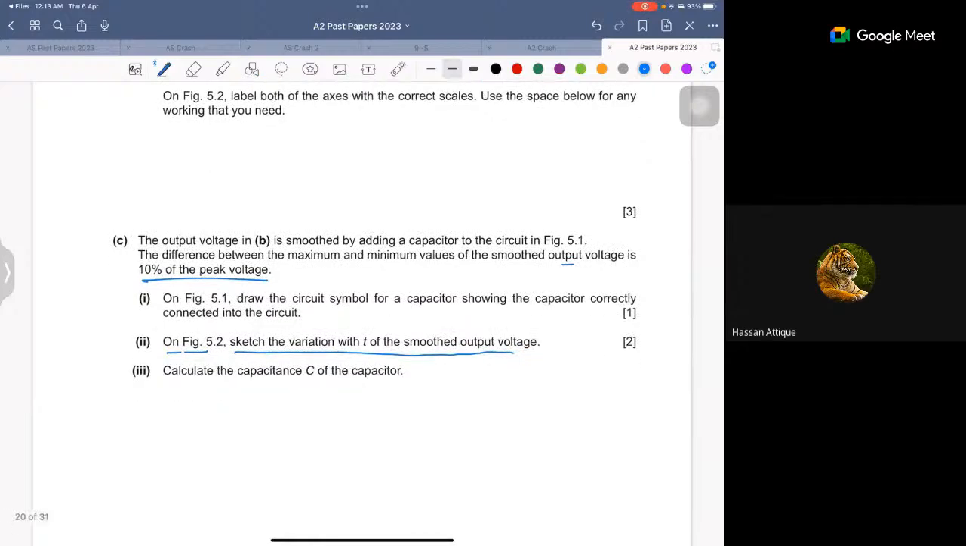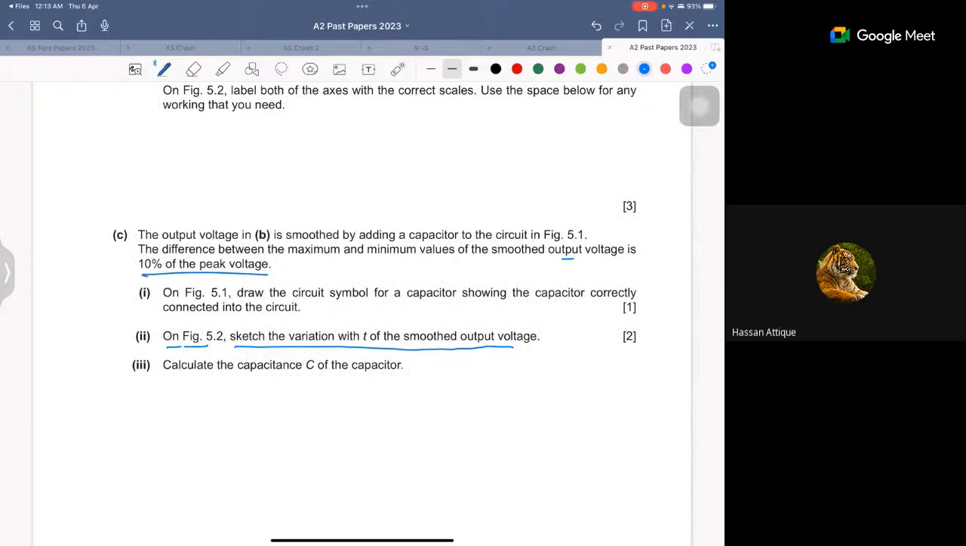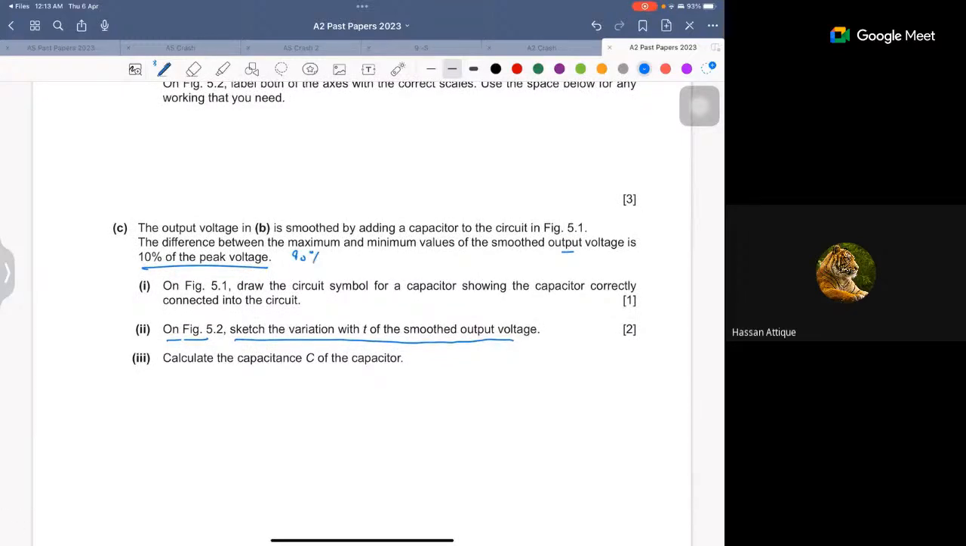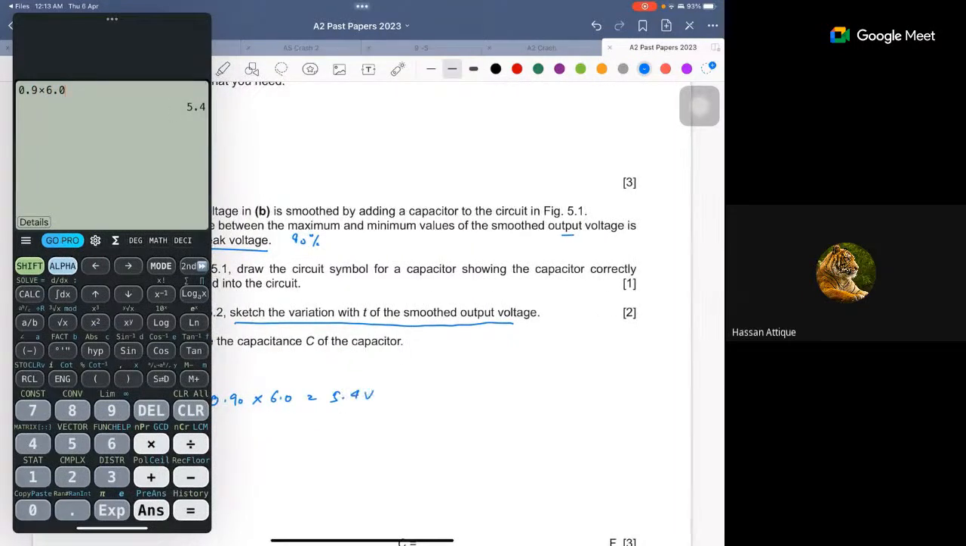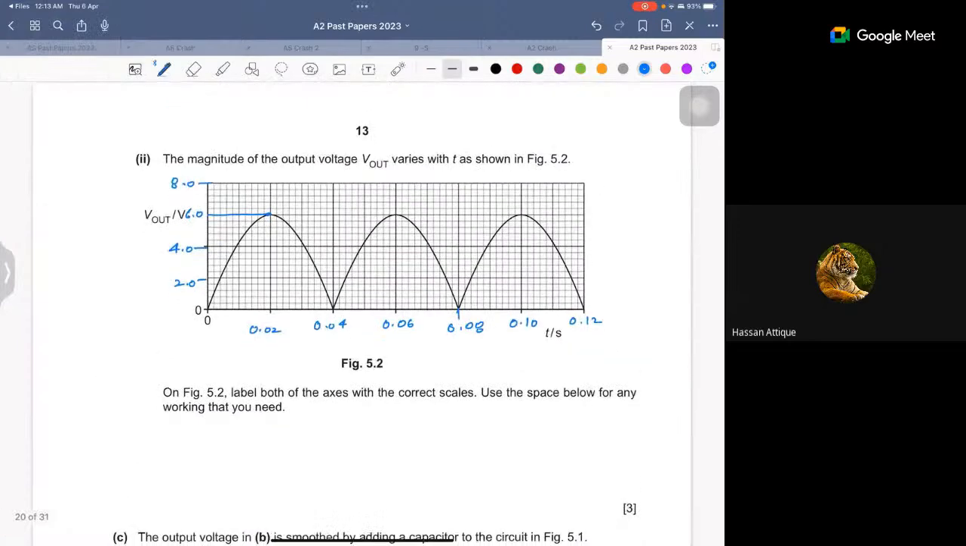So first of all, we need to find how much it drops, right? To show the drop, we're going to use the equation. First of all, it was a 10% drop. 10% drop means that the remaining 90% is available, right? So what is 0.9? 90% is 0.9 of the maximum voltage. So it's 5.4. So basically, it will drop from this point.